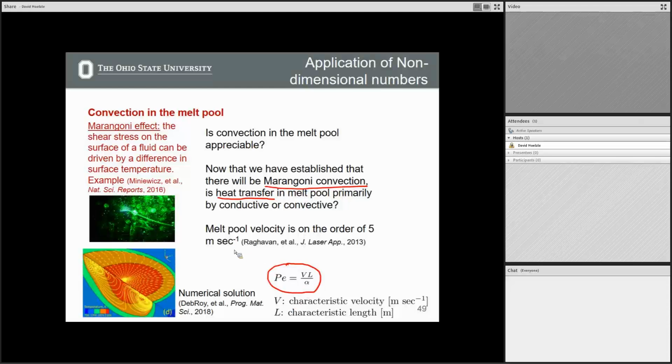We know everything here except for the velocity, and we can look at the literature and see what people report for velocities in the melt pool. You see a bunch of different numbers, but somewhere on the order of 5 meters per second, which is really, really fast if you think about what's going on here. The time it takes a molecule to go from the center of the melt pool to the edge is essentially no time at all. If the melt pool is on the order of 100 microns and those molecules are going 5 meters per second, that's really fast. The laser is going at most somewhere around 1.5 meters per second. So it's actually going faster than the laser's traveling.